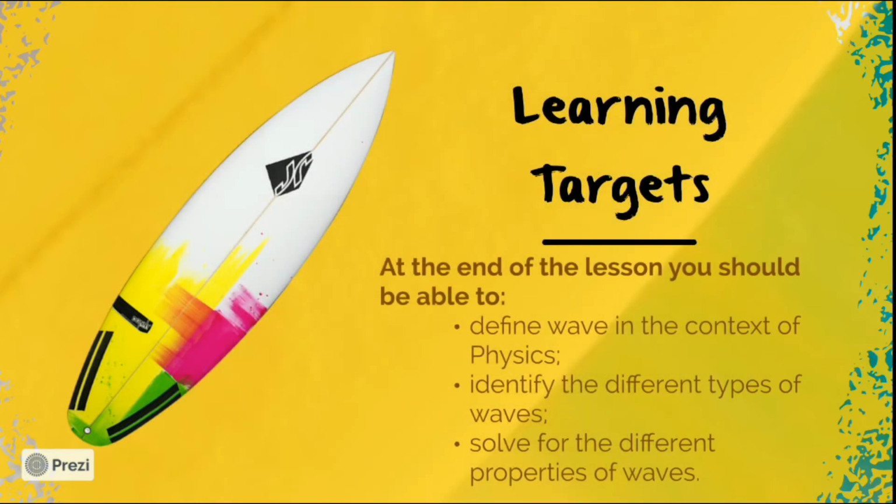Before we proceed with our discussion, let us first identify our learning targets. At the end of the lesson, you should be able to define wave in the context of physics. Second, identify the different types of waves. And third, solve for the different properties of waves.